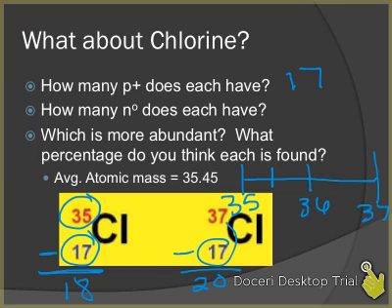So if 35 is more abundant, if you just had to take a stab at the percentages, that looks like fourths to me, doesn't it to you? 1, 2, 3, 1, 2, 3, 4. It looks like fourths. So, if 35 is more abundant, what do you just take a guess at the percentages? What do you think? 75% is going to be chlorine-35, and 25% is going to be chlorine-37.